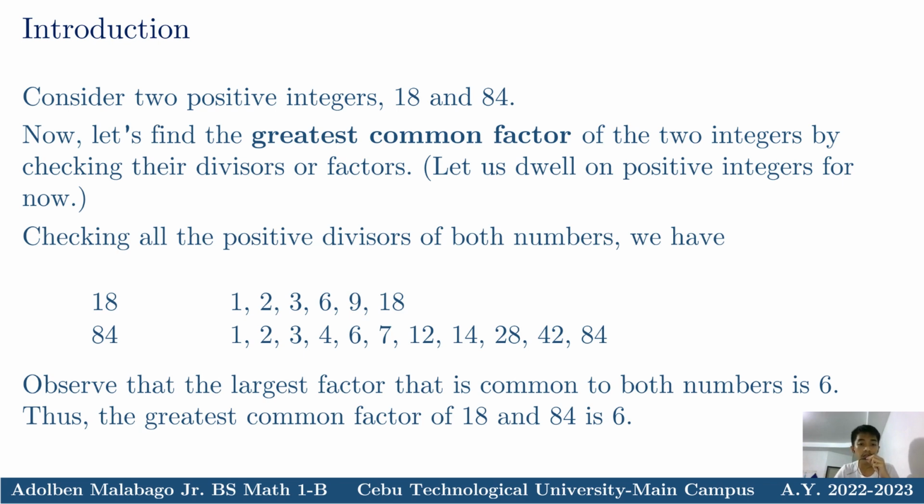So checking all the positive divisors of both numbers, we have for 18, there is 1, 2, 3, 6, 9, and 18. And for 84, there is 1, 2, 3, 4, 6, 7, 12, 14, 28, 42, and 84. And now, observe that the largest factor that is common to both numbers is 6. Thus, the greatest common factor of 18 and 84 is 6. So we were able to get the GCF of 18 and 84 through listing the divisors of both numbers.